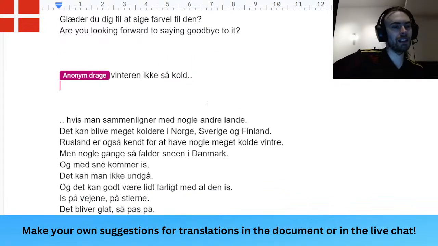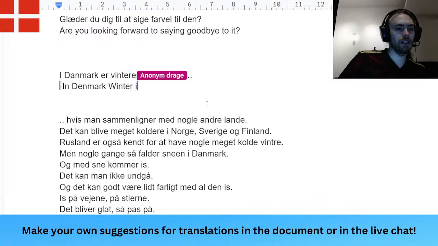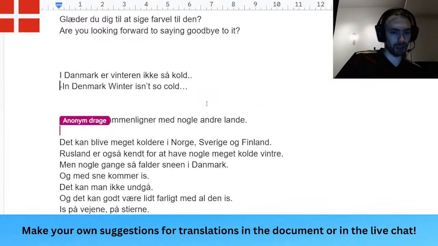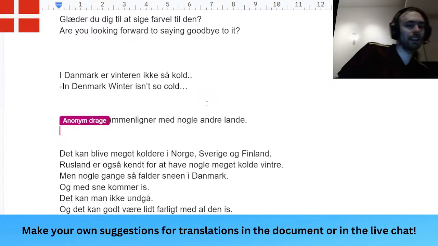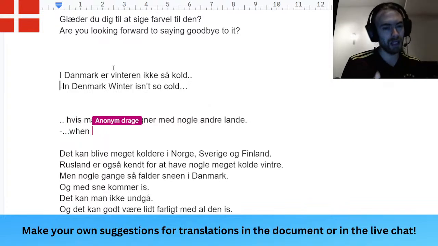I Danmark er vinteren ikke så kold. In Denmark, the winter isn't so cold. That's right. Right? Ikke så kold. Kind of straightforward. There's inversion. Do pay attention to that.